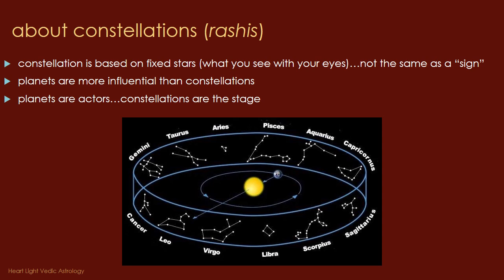The second thing about constellations or Rashis is that when we're starting to interpret a birth chart, planets are more influential than constellations. So you give more weight to what the planets are doing than the constellations, although constellations are not insignificant at all. You can think of this relationship as the planets are the actors and the constellations are the stage.